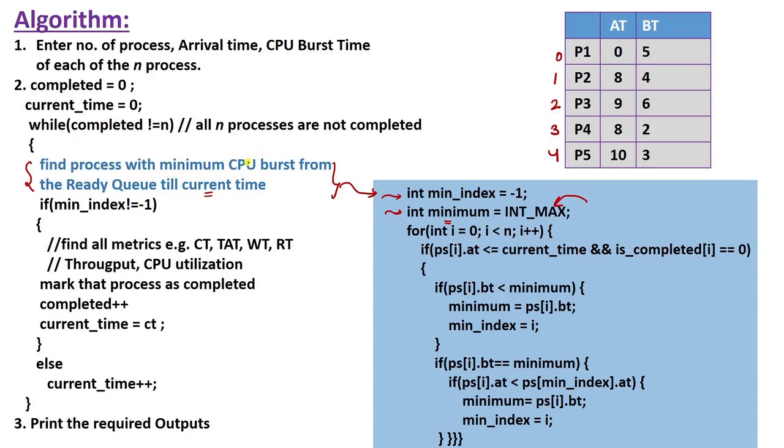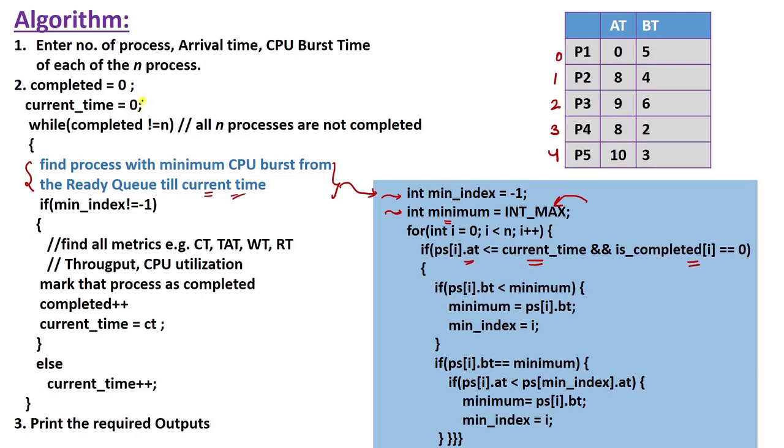Okay. Always we have to run this loop from i equal to 0 to n. That means every time we will be scanning this whole complete array of structure, okay, to find the process having the minimum CPU burst time. Okay. So what we are doing, we are saying, okay, just check till current time, which is the process that has not been visited or that has not been completed.